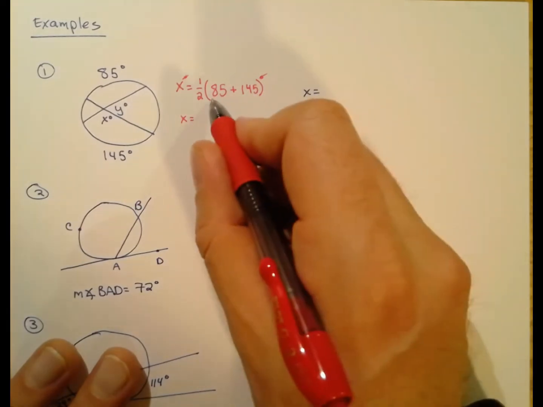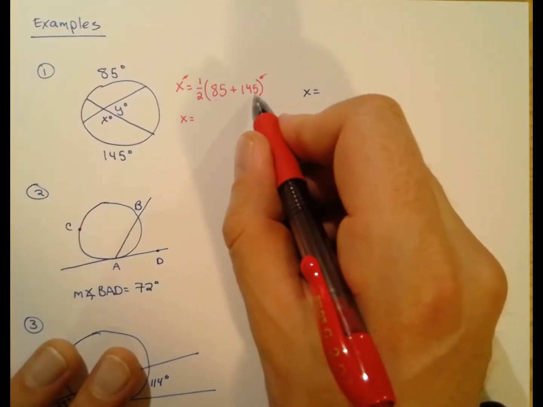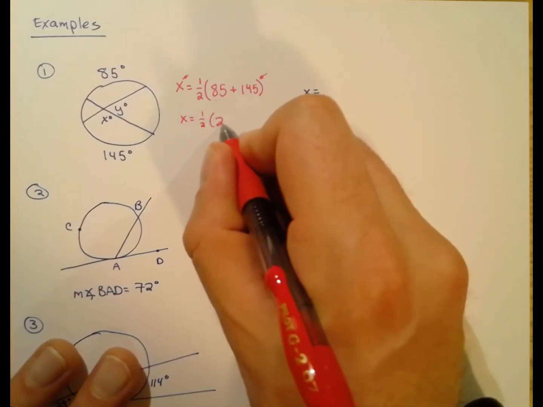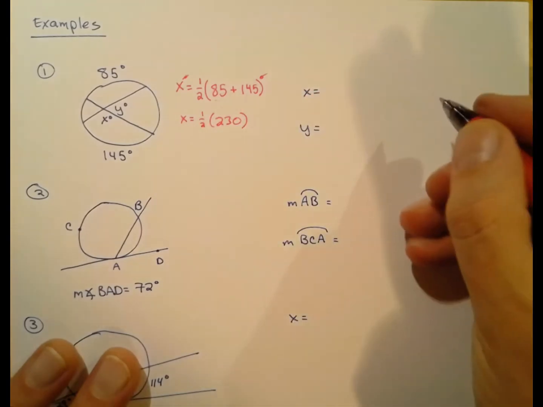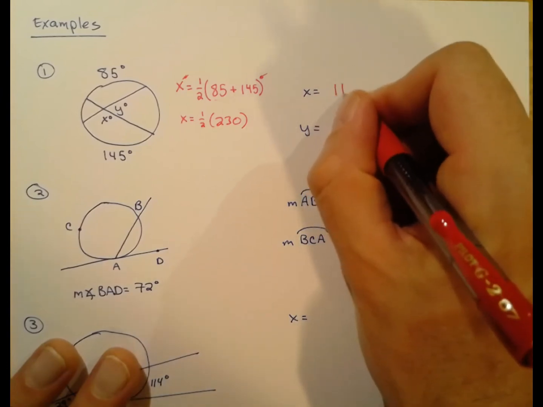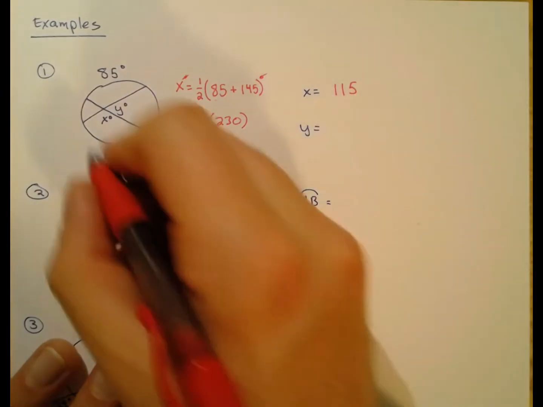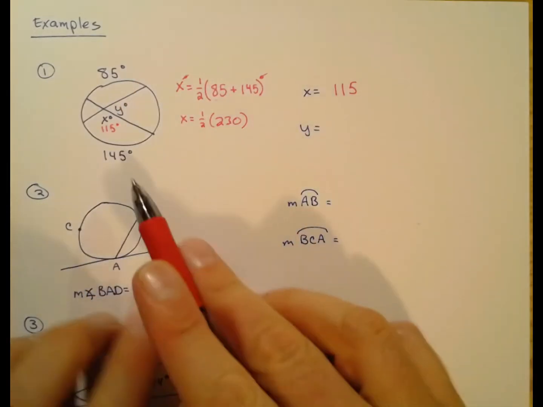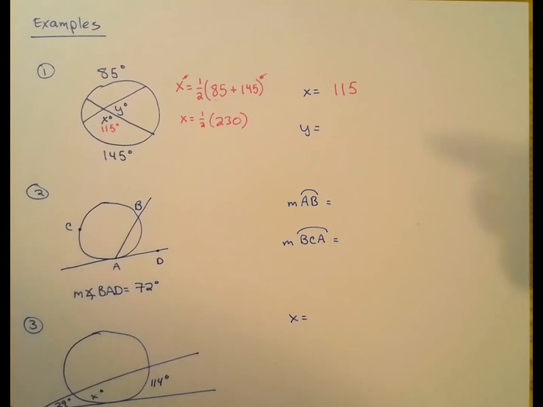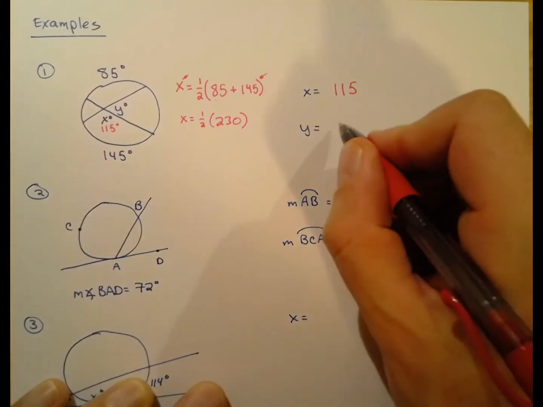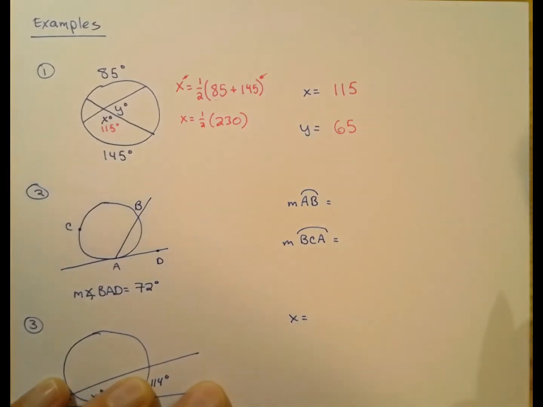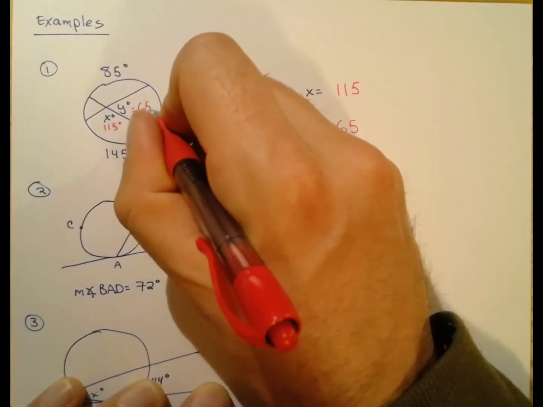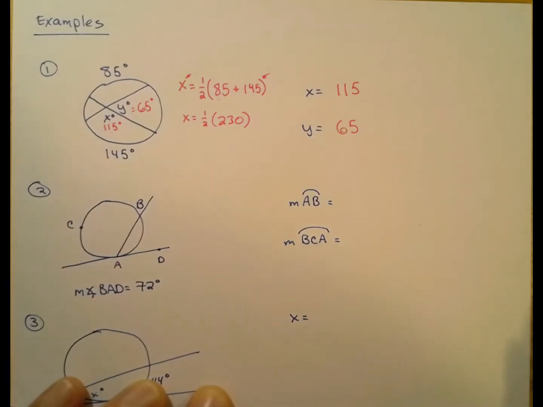So 85 plus 145, that's 230. And then half of that is 115. So that's 115 degrees. And then we can get y easy enough because x and y form a linear pair and they have to be supplements, so y is going to be 65. Y degrees is 65 degrees. So y is just 65.